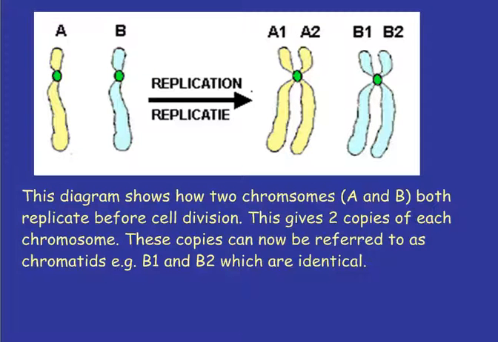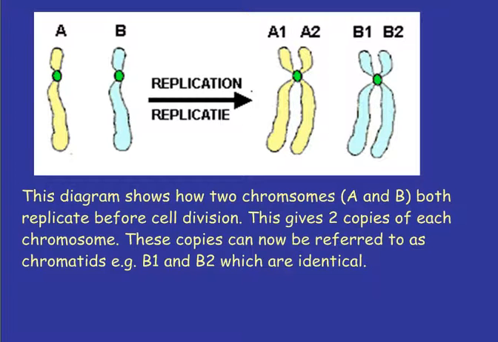Okay, this little tutorial is going to be looking at making sure you understand the difference between the words chromatid, chromosome, and also the term homologous chromosomes. Okay, it's probably one of the biggest misconceptions in genetics in this topic, and people get very, very confused. So, I'm going to show you a series of diagrams that hopefully will help you to understand the difference.